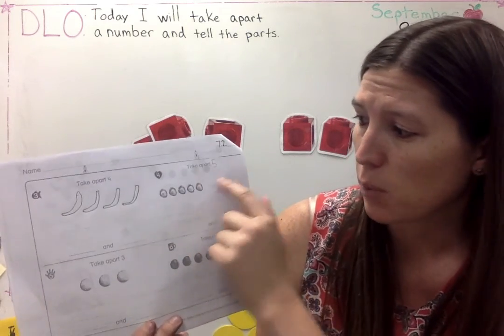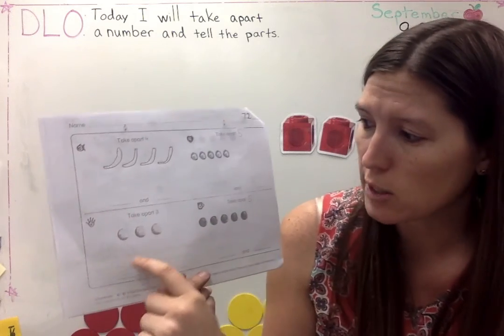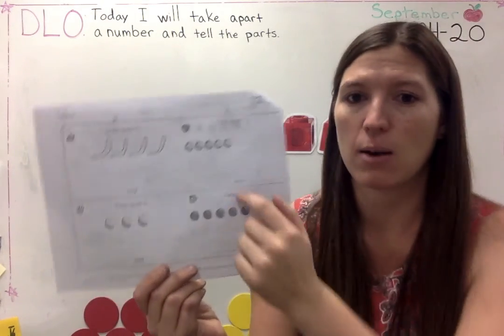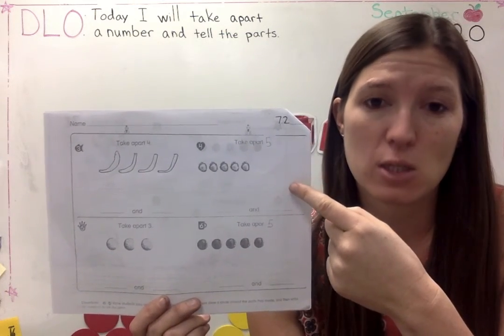Take apart 5. Here's some strawberries. Break it up however you want. It's your choice. Take apart 3, take apart 5 again. When you do this one, I want you to take it apart a different way from this strawberry problem.